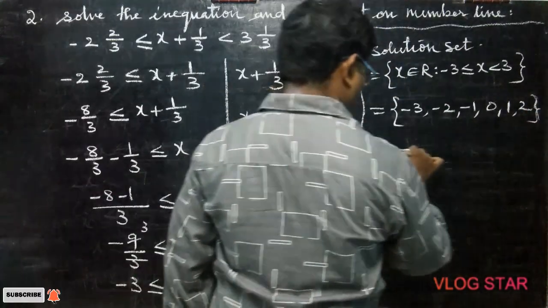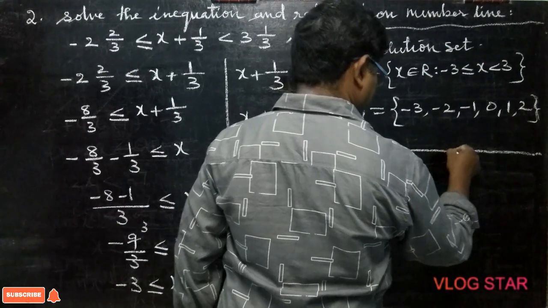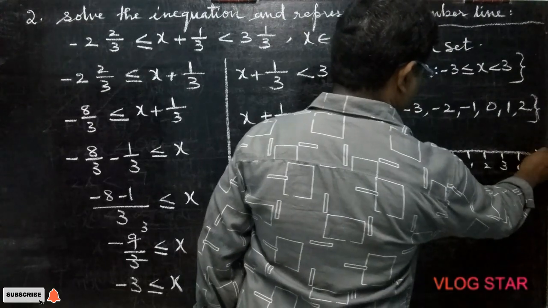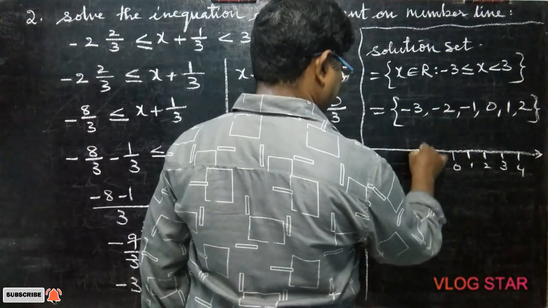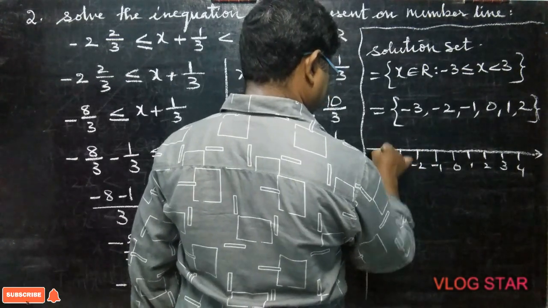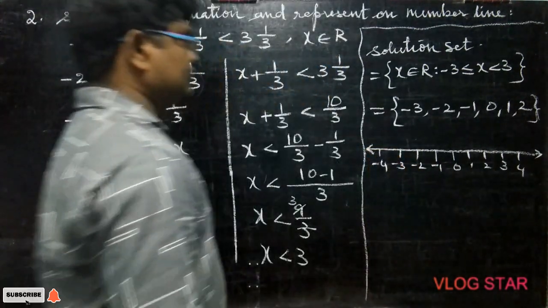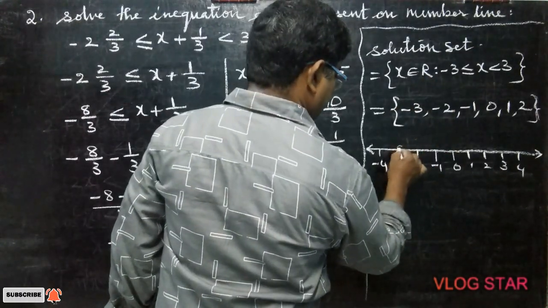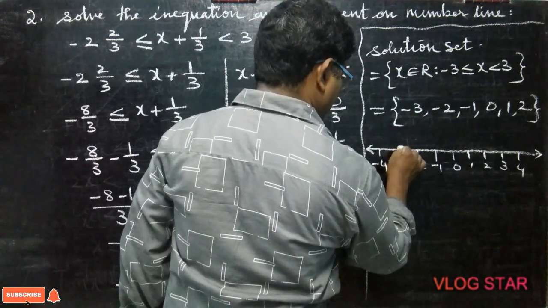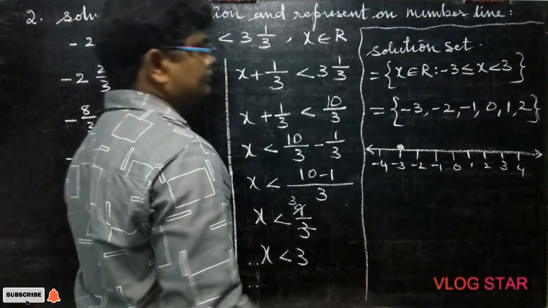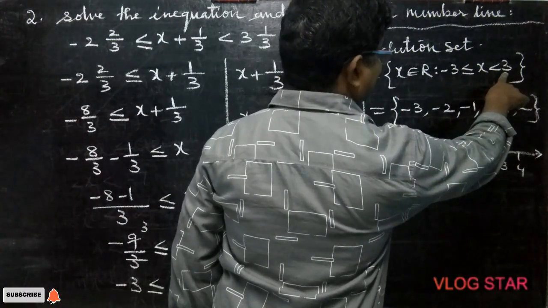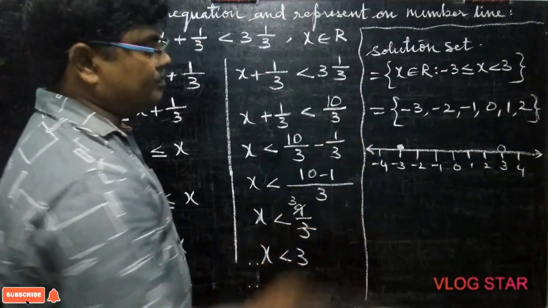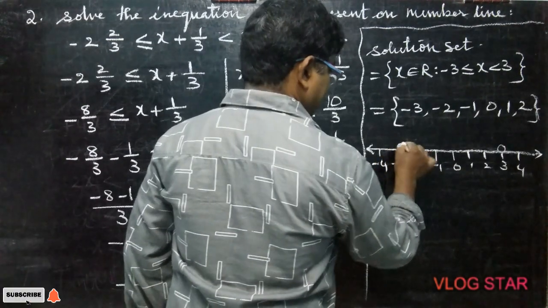They are asking to represent on the number line. So here 0, 1, 2, 3, 4 and so on, this side minus 1, minus 2, minus 3, minus 4 and so on. Now x belongs to real numbers. Minus 3 less than or equal to means this should be solid, because minus 3 is also included. So this is a solid ring. And here we did not write 3, it is less than 3. Here 3 will not come, up to near 3 it will come, so that should be a hollow ring. This is a solid ring, this is a hollow ring.